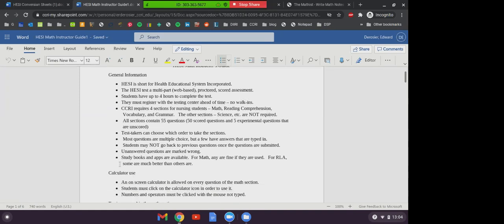Another thing here, unanswered questions. If you skip a question, it will be marked wrong. So you want to make sure that you answer all the questions. If you really have no idea, and we'll talk about guessing a little bit, but if you have no idea, it's perfectly fine to guess. Pick your favorite letter and go with it. I like the letter C because C is for the word correct, right? So C for correct. Again, you pick yours.